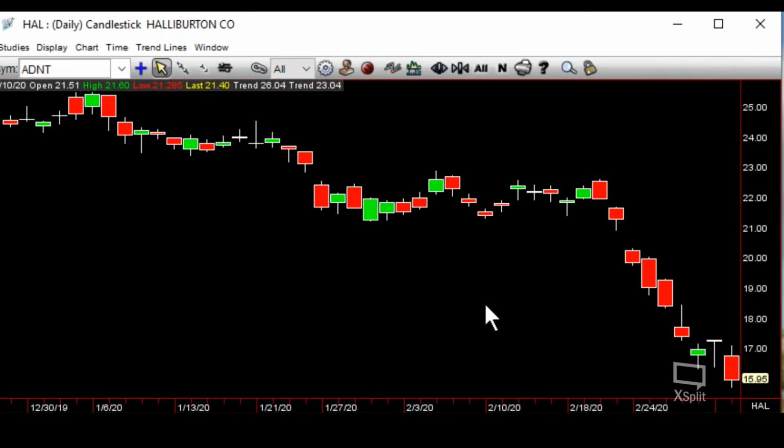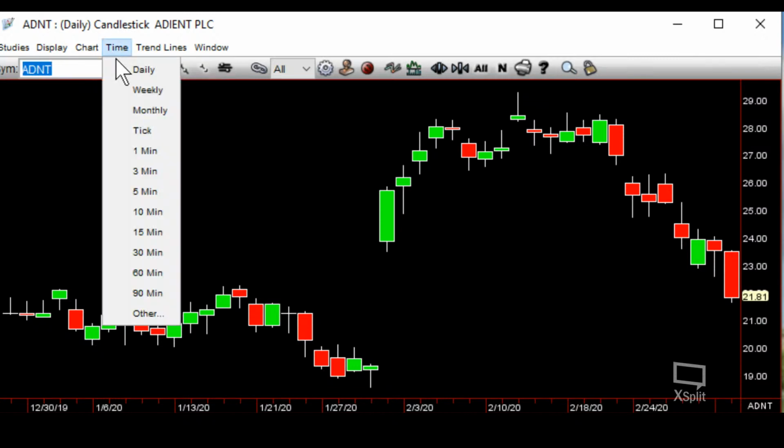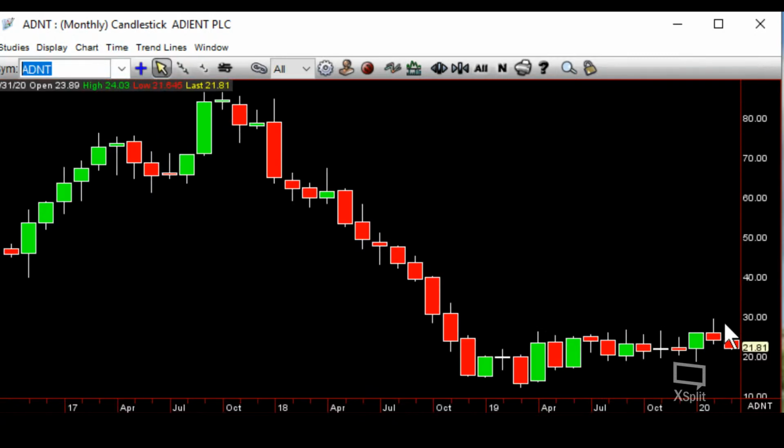ADNT. If you go to the monthly, you're going to see this. Two up, two down, reversal back down here. Below 22.89. You're there.